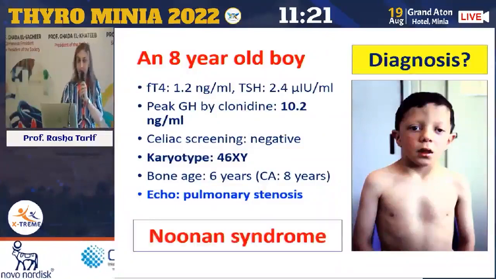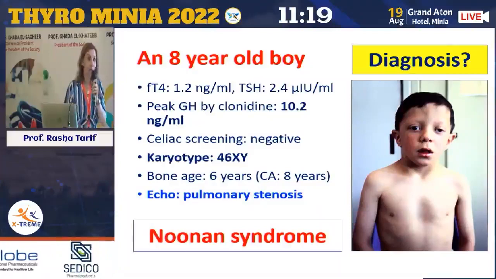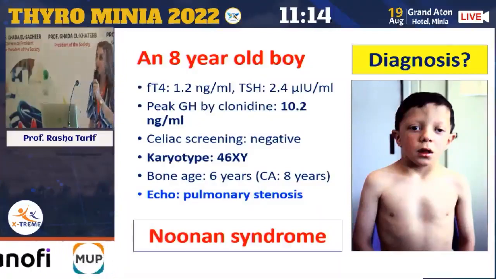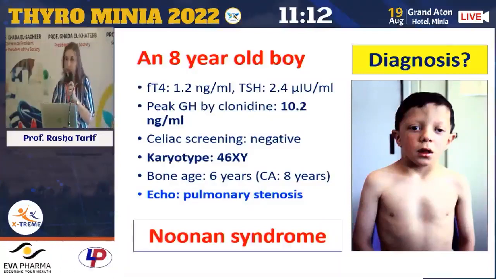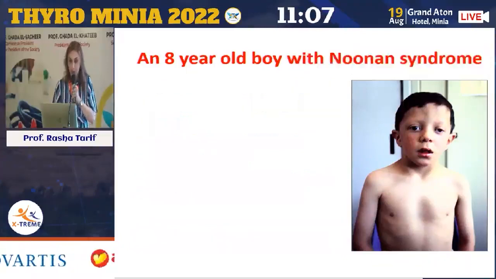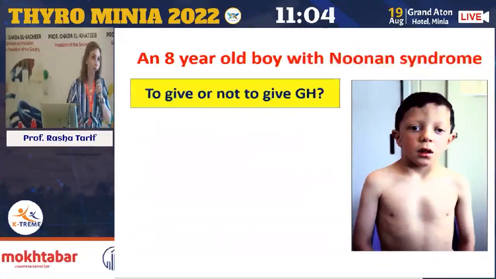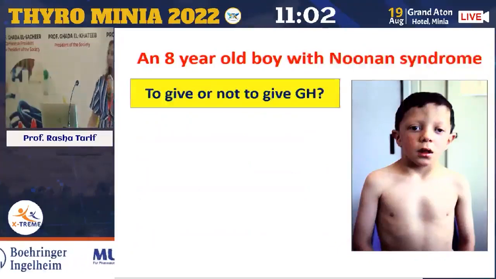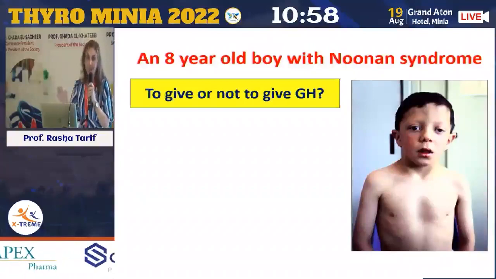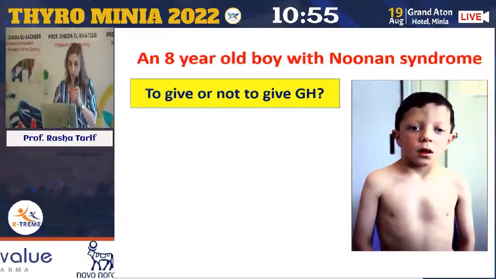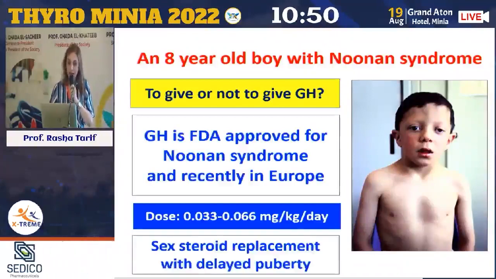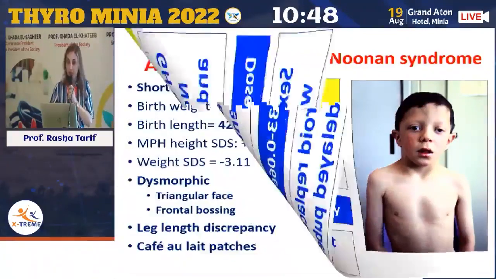This is the Noonan syndrome. And be aware that Noonan syndrome is not uncommon. It is there, but we do not suspect Noonan. Everybody thinks of Turner. There is Noonan syndrome, and it's very common in Egypt. So, to give or not to give growth hormone? To give. Thank you very much. Noonan is one of the FDA-approved indications. And recently, in 2020, it is approved in Europe. The dose is higher than the normal, and sex steroid replacement therapy if there is delayed puberty.